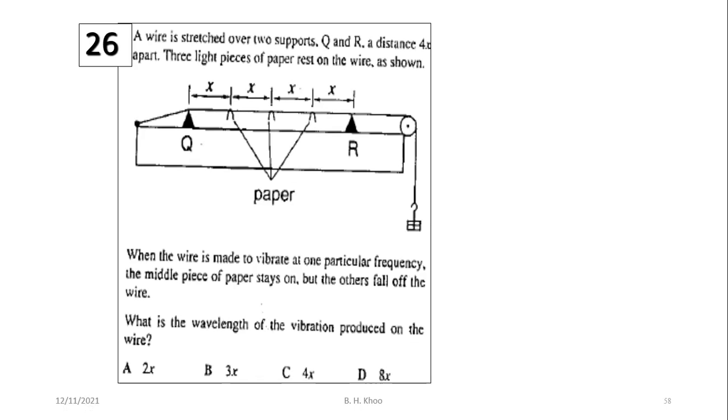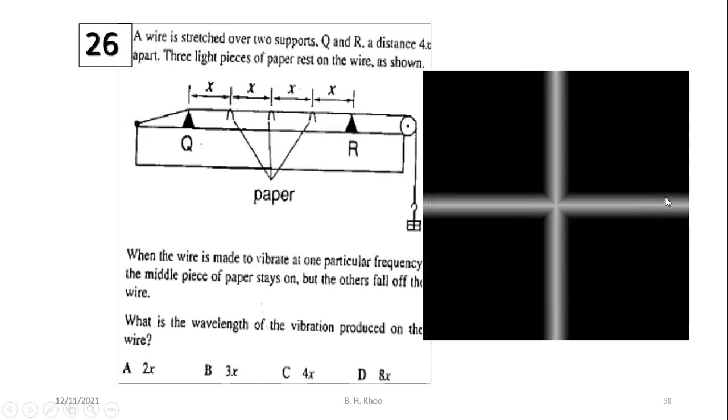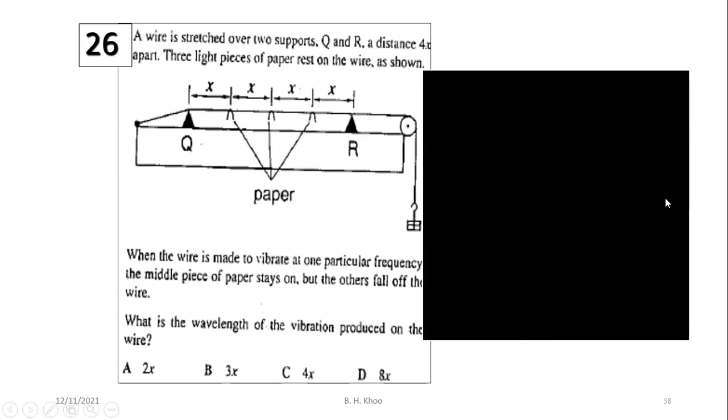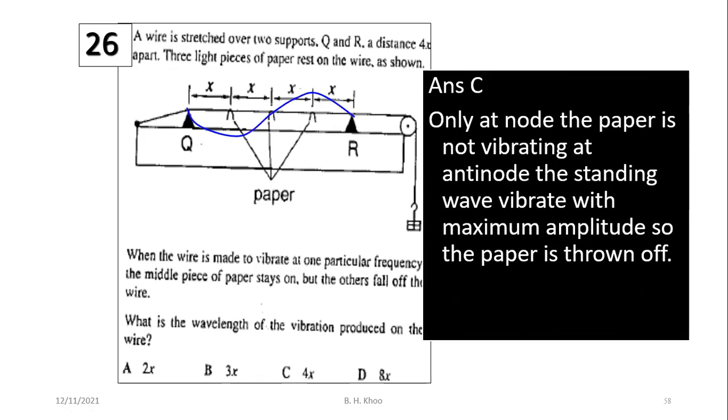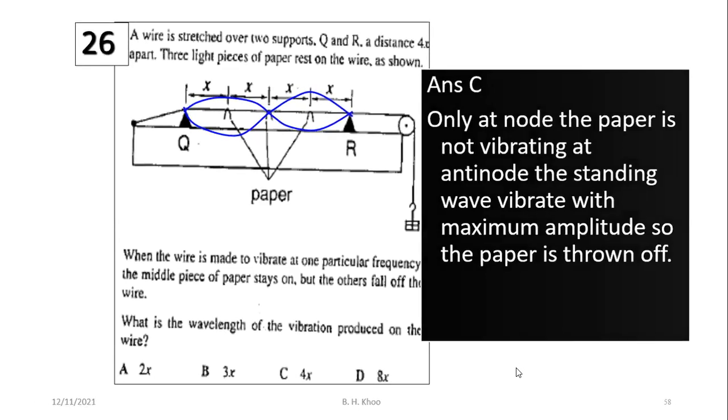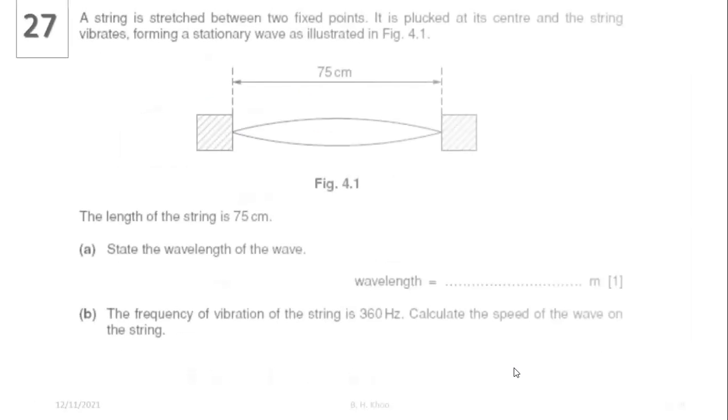stays on. That means this must be a node. It's not vibrating, whereas this thing is vibrating. That's why the paper is displaced, and because it's vibrating, it will lose its contact and then fall off. So you should be able to draw there's your standing wave, another loop down there. So wavelength is 4x. Okay, answer C.